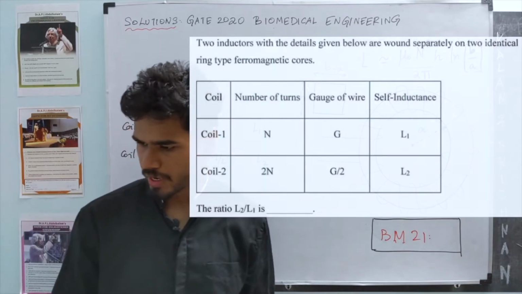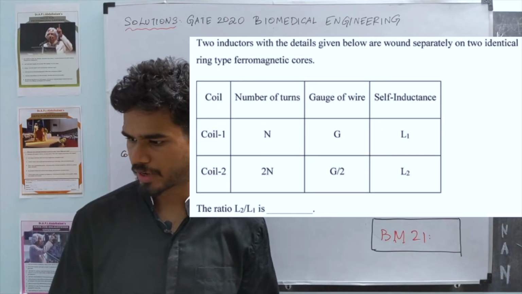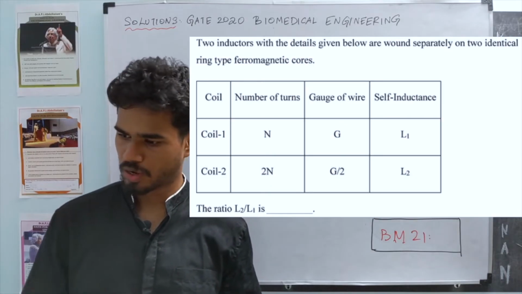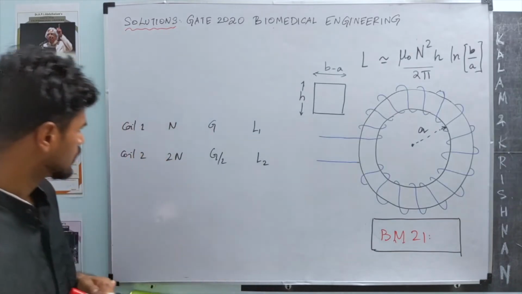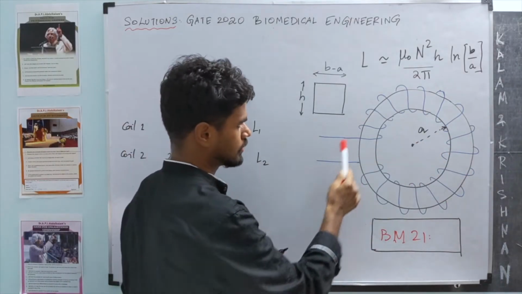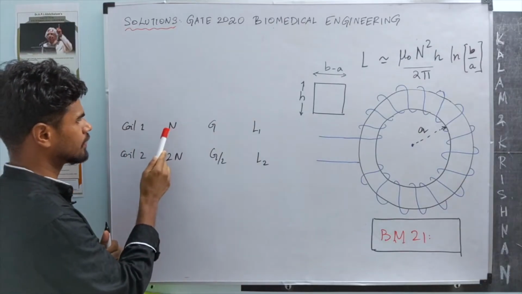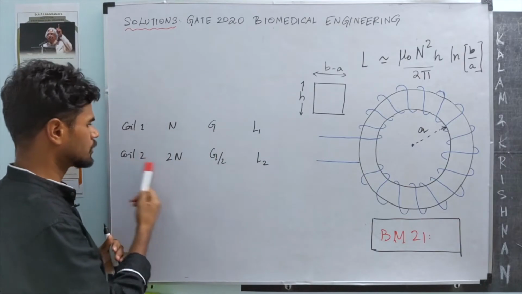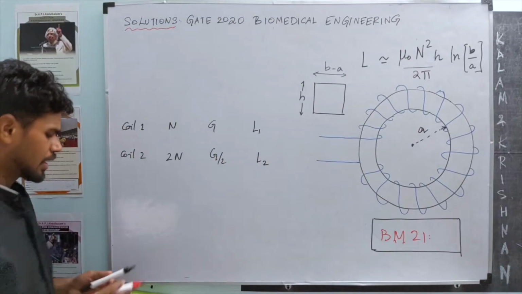Question 21. 2 inductors with the details given below are wound separately on 2 identical ring type ferromagnetic cores. Number of turns, gauge of wire, self-inductance for coil 1 and coil 2 are given. The ratio L2 by L1 is. So we have a ring type ferromagnetic core. There are 2 inductors, right? For the first inductor we have n number of turns, gauge of wire is G and inductance is L1. Coil 2, there are 2n turns, gauge of wire is G over 2 and inductance is L2.